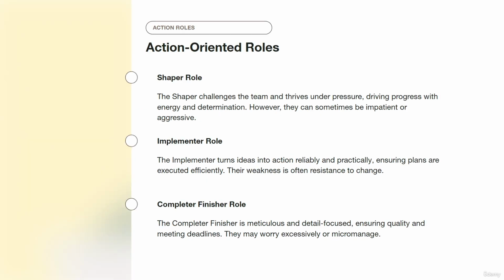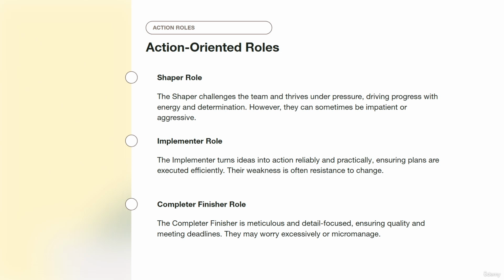So to go into a little bit more detail, for the action-oriented roles, the shaper challenges the team and thrives under pressure, driving progress with energy and determination. However, they can sometimes be impatient or aggressive, according to this model. So that would be your manager, right? That would be your department head, your team lead, whatever it might be within the structure, the one that's pushing and driving and shaping things.